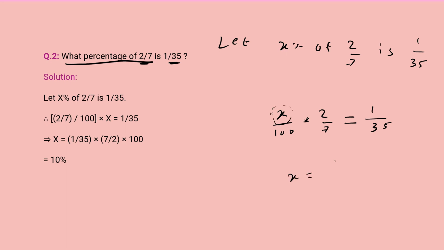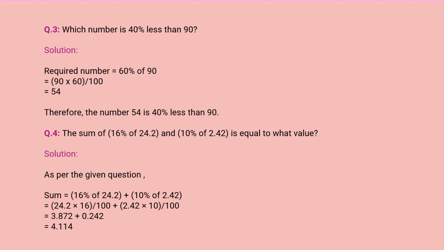x is equals to 1/35, you multiply these two, cross multiplication, into 7/2 into 100. So you divide it, 7 and 35 gives 5, and 20 and 2 gives 10. So x is 10%. So 10% of 2/7 is 1/35. Okay, we will go to the next question.